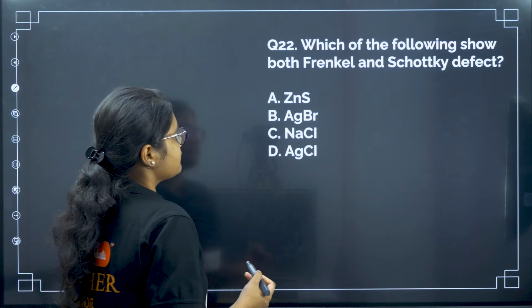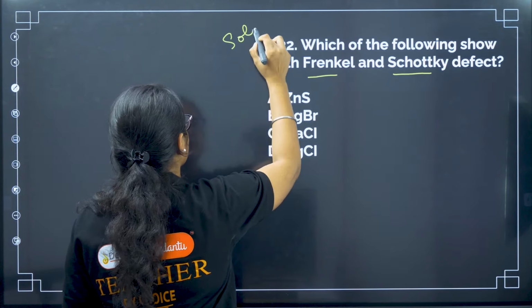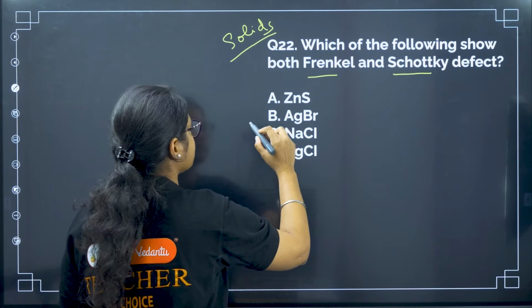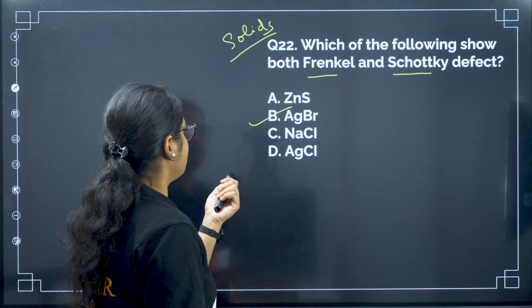Next, which of the following shows both Frenkel and Schottky defect? So this question is also from your solids chapter, that is your deleted portion. So AgBr shows both Frenkel and Schottky defect. Correct answer is option number B.